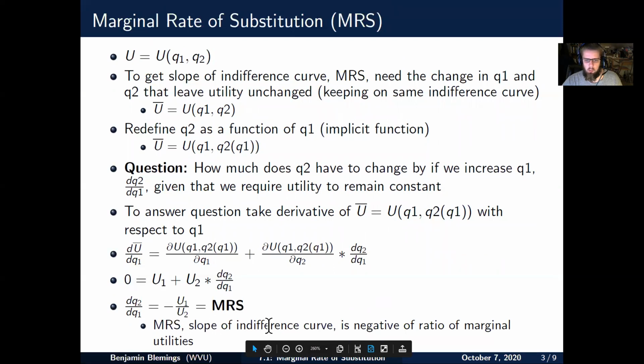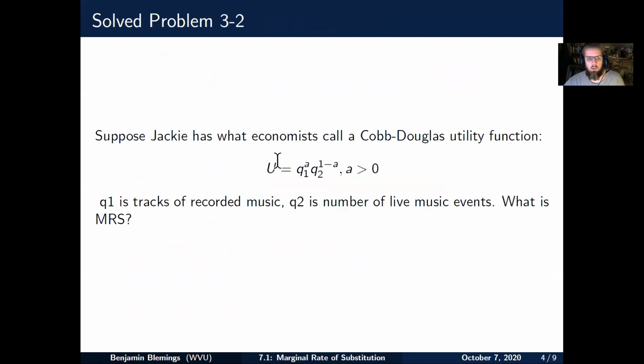And so we know that the slope of the indifference curve is the negative of the ratio of marginal utilities. And this is going to be extremely important for you to keep in mind as we keep going forward. And so I wanted to solve something that the book has solved for you because this is probably not straightforward and involves calculus, which is not a prereq for this course, but will be necessary.